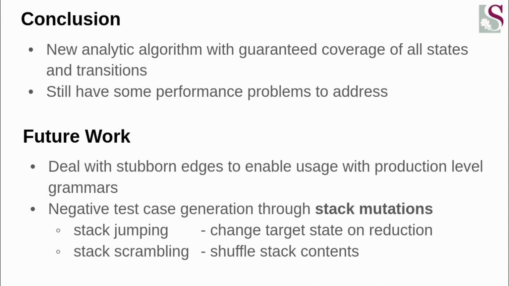Then we also want to investigate negative test case generation through stack mutations, since the current mutation methods focus more on edge mutations. Specifically, we identified two types of stack mutations that we're interested in, namely stack jumping, which is just changing the target state on a pop edge in a reduction, and then also stack scrambling, which shuffles the stack's contents.